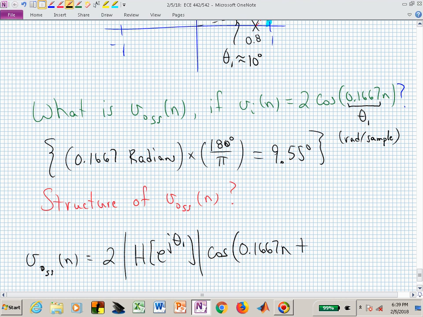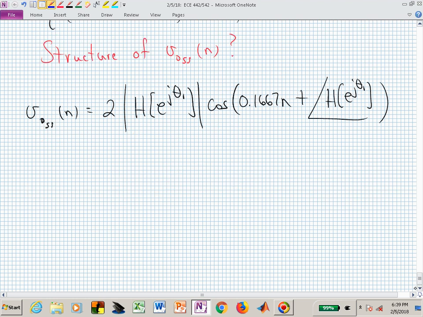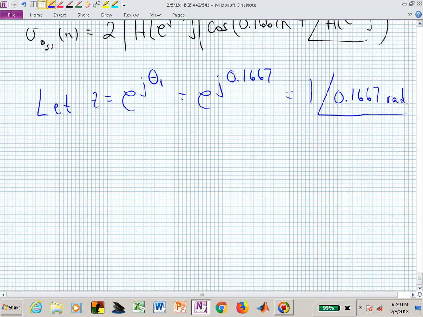And what's the phase change? That's the angle of our transfer function, low-pass filter, evaluated at that same frequency on the unit circle, determined by theta sub 1, e to the j theta sub 1. And if you wanted to find that numerically, you could say, well, I'm going to let z equal e to the j theta 1, which is e to the j 0.1667, or that's now 1 at an angle of 0.1667 radians. Or if you wanted it in rectangular form, it would be cosine of that plus j sine of that.